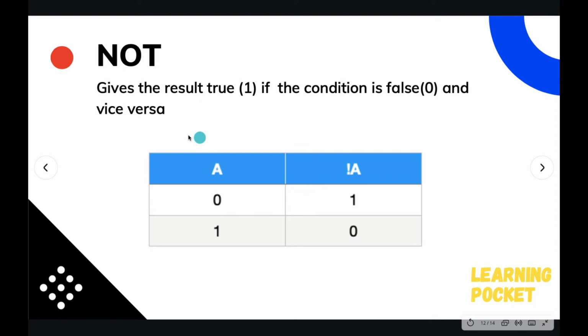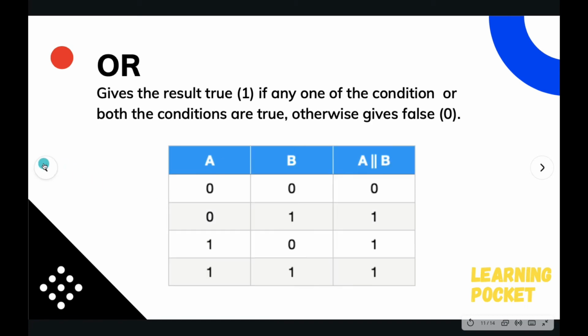Then we have the NOT operator, the easiest operator. It is the negation operator, and it results in just the opposite of the input. It requires only a single condition, not two conditions. It needs only one condition to operate on, and it reverses the output. If the condition is true, the output will be false, and if the condition is false, the output will be true. And these are all the operators.